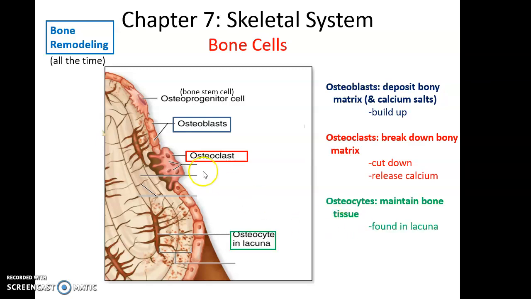All right. When the osteoblasts build up and form the extracellular material of bones, they will get trapped within the bone tissue, and then they will find themselves in a lacuna, and then the osteoblasts will differentiate, will turn into osteocytes. Osteocytes are the mature bone cells found in the bone tissue, and they help to maintain that bone tissue, keep the bone tissue healthy.